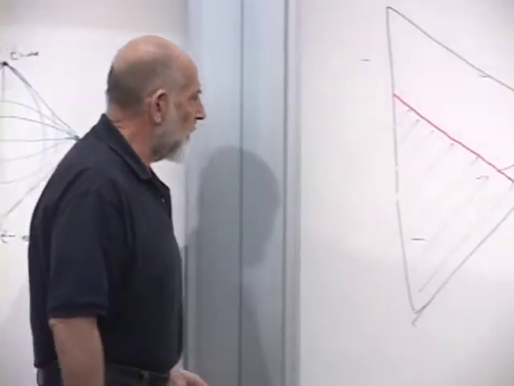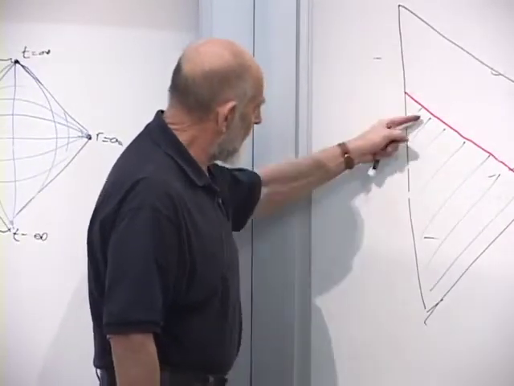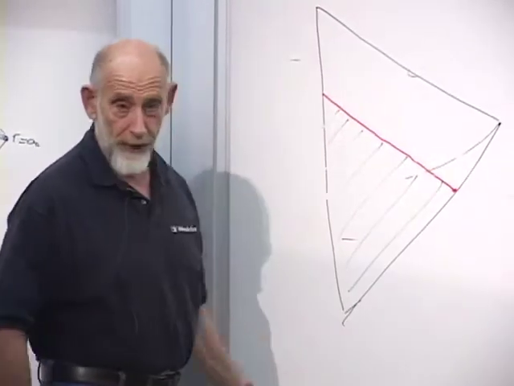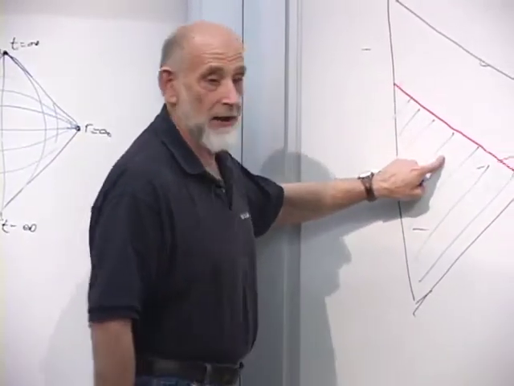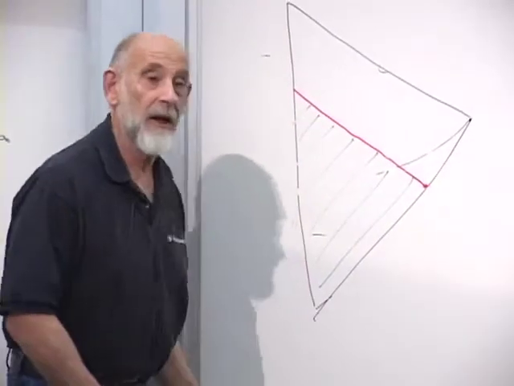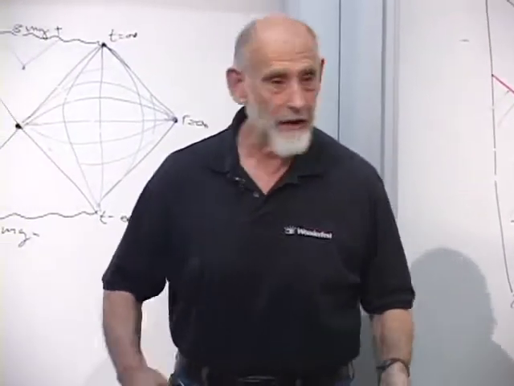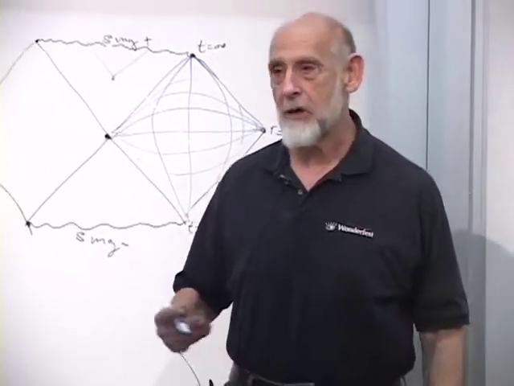The interior of the shell, Birkhoff tells us, is just flat space-time. This diagram here was all flat space-time. It means I got the picture right inside the shell, just by drawing flat space-time inside the shell. Outside the shell, I don't have it right. What does Birkhoff's theorem tell me outside the shell?